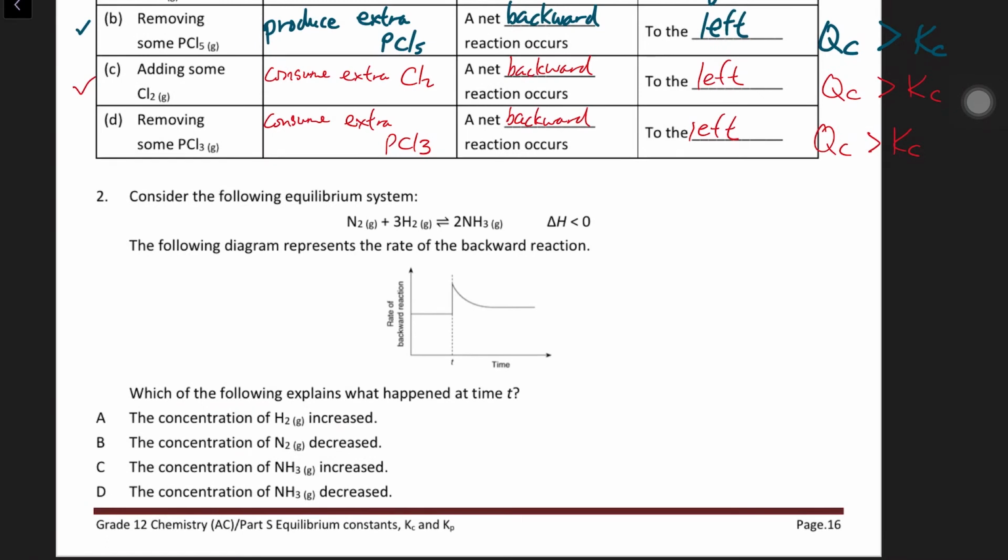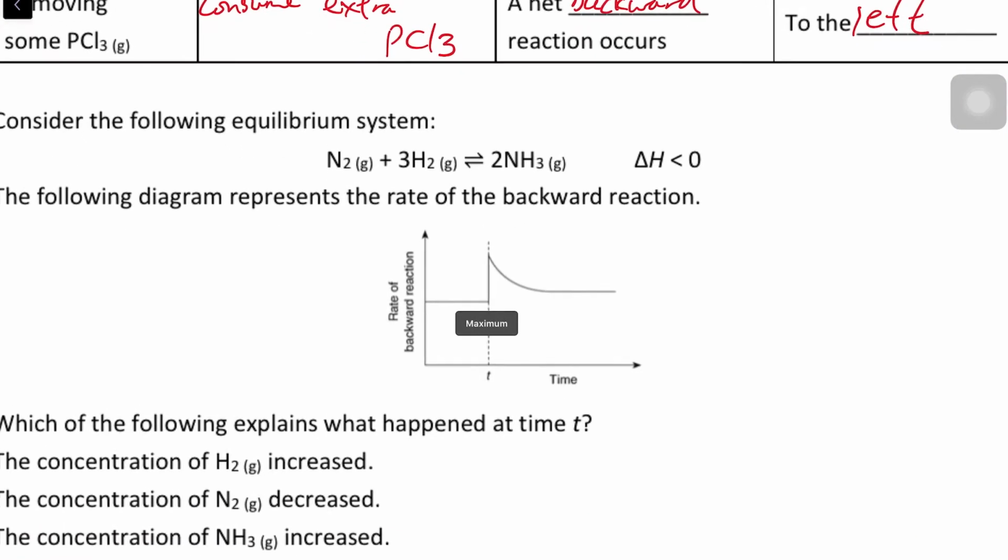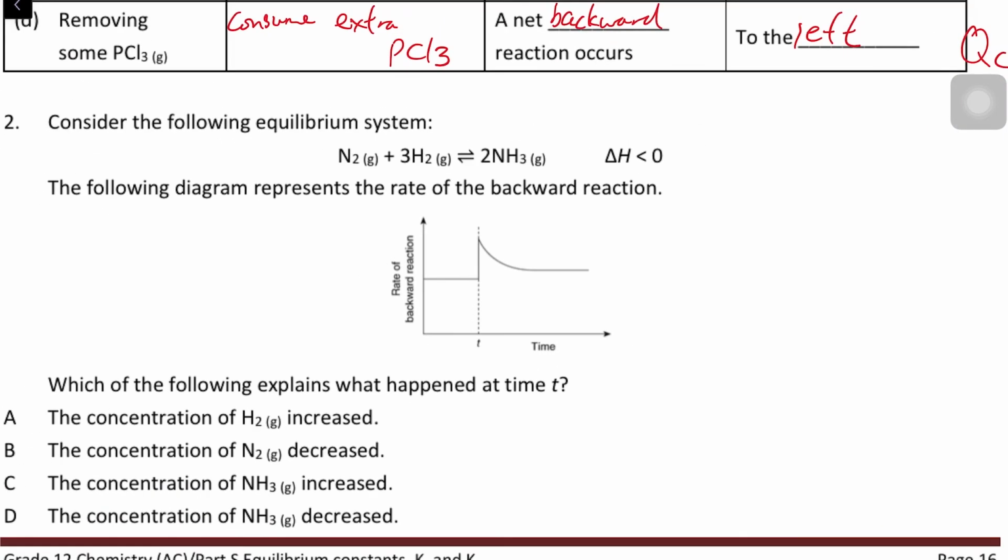Okay, so let's see. Now, which of the following sentences is suitable to describe the diagram? Now, try to interpret this graph by yourself, okay? At time t, suddenly the backward reaction increased sharply. Okay, increase sharply means there is a sudden change. In our case, that means the NH3 increases sharply.